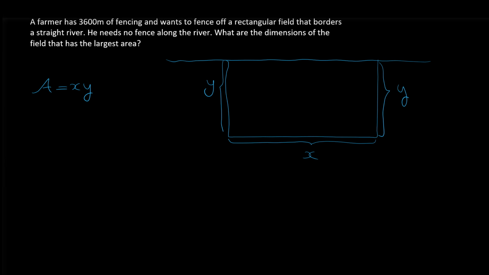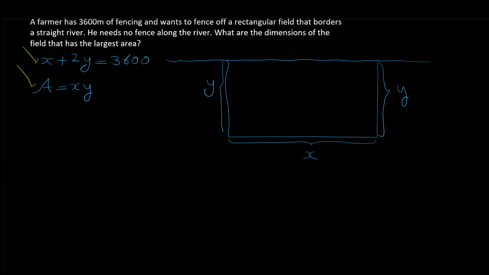Note that in total we have 3600 meters of fence. So x plus 2y, note that the two sides are y. We have two sides with the length of y and one side with the length of x. The total of x plus y plus another y should be 3600. So the constraint that we have is that x plus 2y should be 3600. So here we want to maximize area with this constraint.